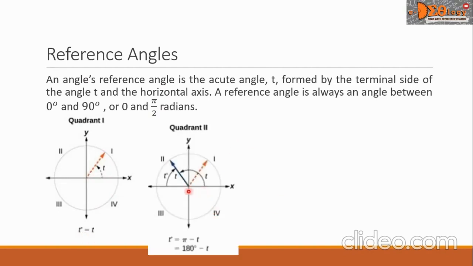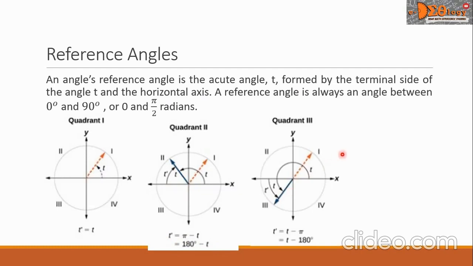The next figure gives us the general picture of an angle in the second quadrant. As per the definition, a reference angle is formed by the terminal side of the angle T and the horizontal axis. So this is the terminal side, and this angle here is the reference angle of this given angle in the second quadrant. We can compute the reference angle by this formula: reference of T equals pi minus T if the angle is given in radians, or 180 degrees minus T if the angle is given in degrees.